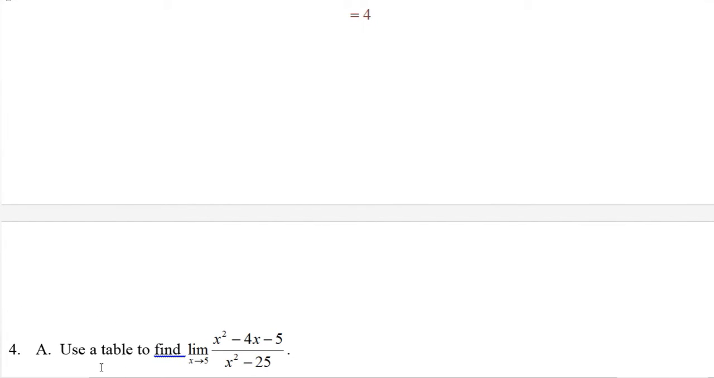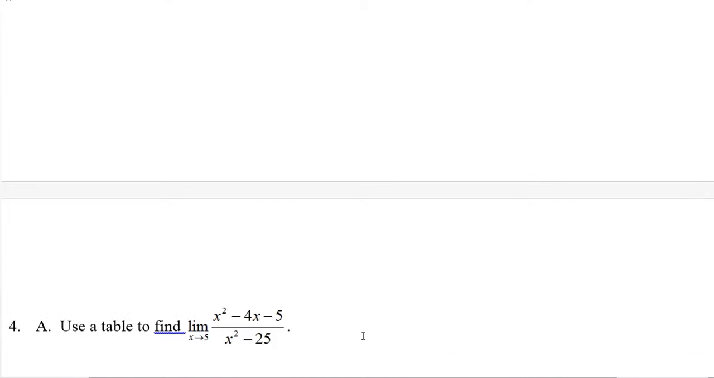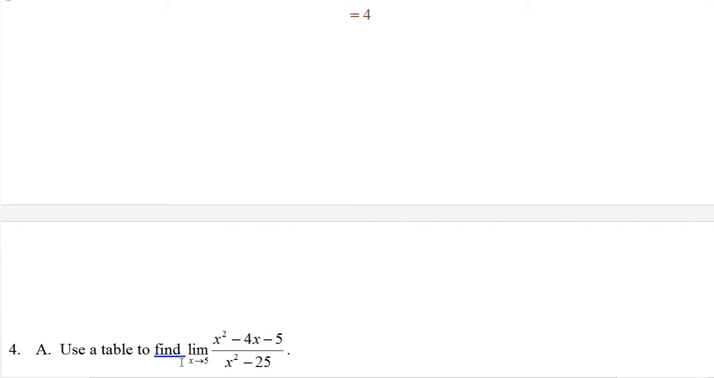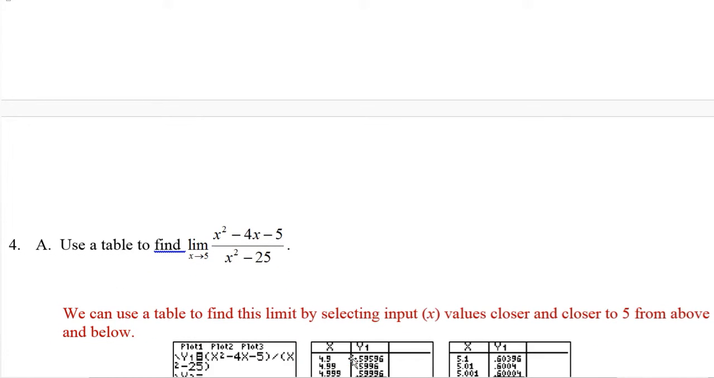Next, let's continue informally to find a limit using a table for this particular function. And the limit is x goes to 5. Notice, by the way, if we plug in 5, we get 0 in the denominator, and so this is undefined. In fact, we get 0 in the numerator as well.